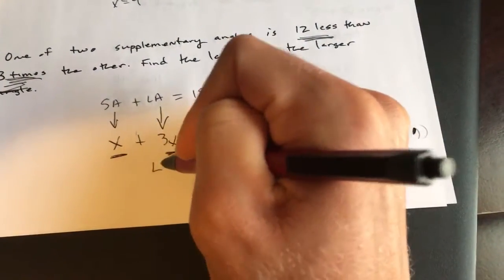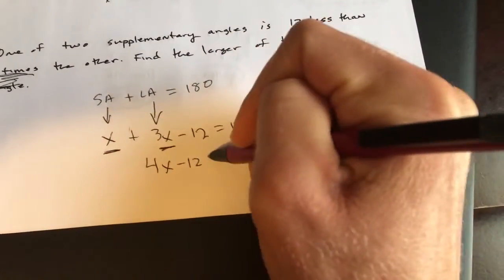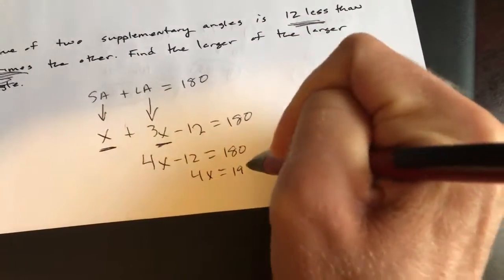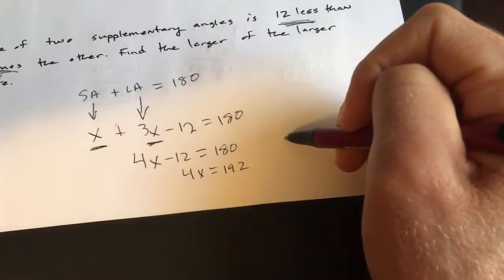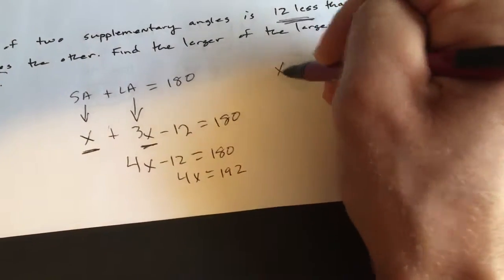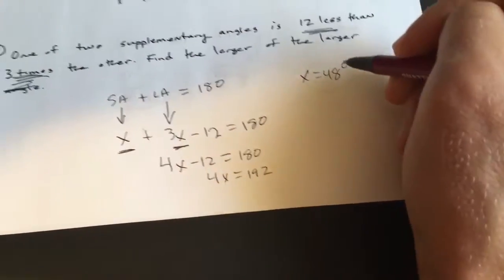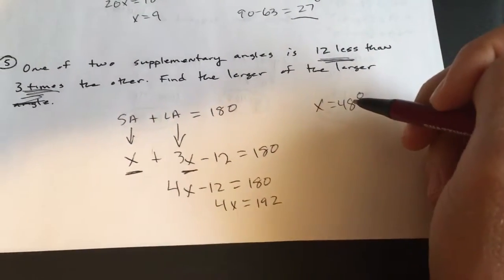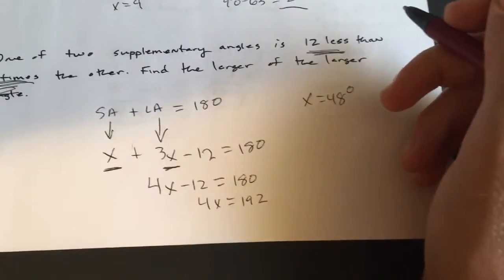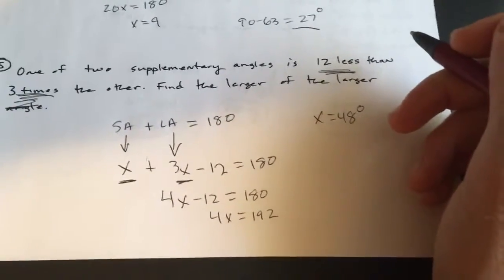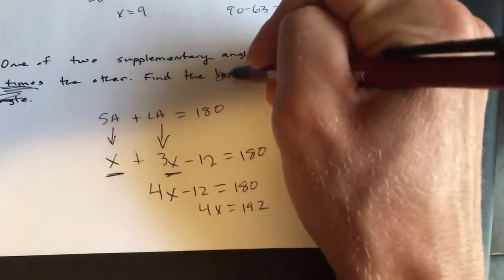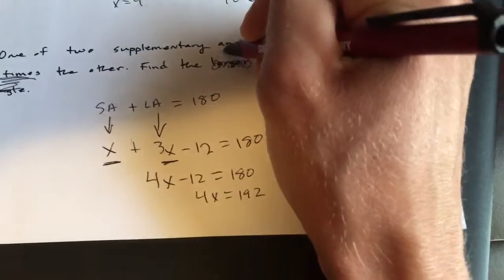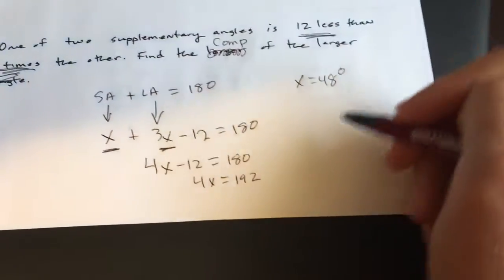Add those x's together. 4x minus 12 equals 180. Add 12 to both sides. 4x is 192, and you should get 48. x is 48. Find the larger... I just said find the larger of the larger angle. That is not right. So I think it wants find the complement of the larger angle. Or it might just mean find the larger angle. Well, I'll make sure to not have that boo-boo on your actual quiz.